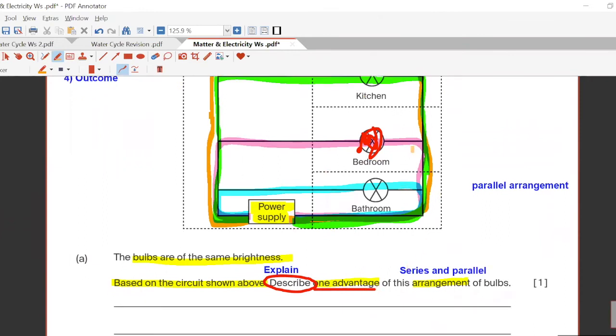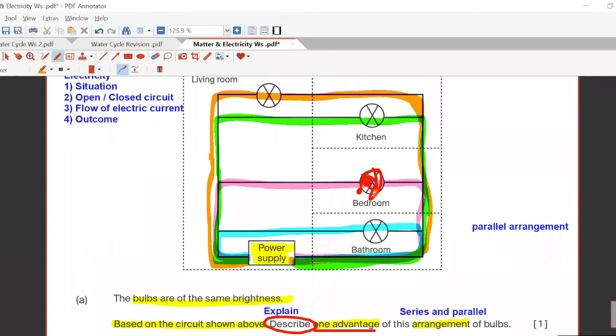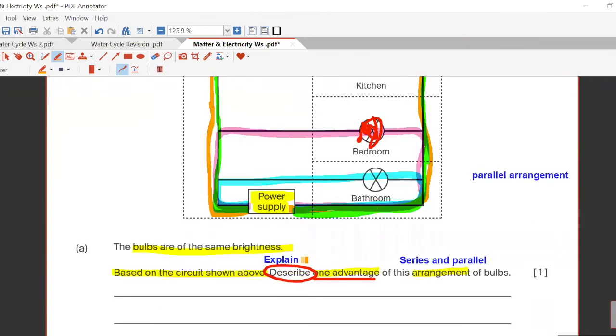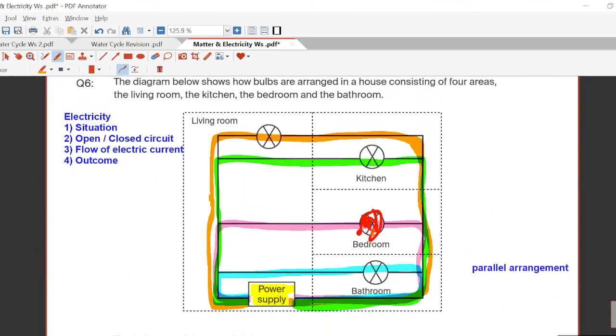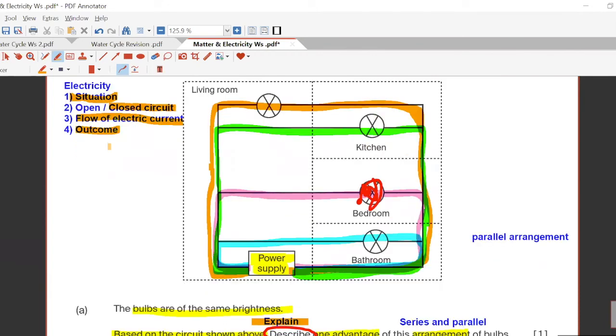So the advantage is that you will write down, when one bulb fuses, the other bulbs still can work. But that is not the entire answer. Why? Because you haven't explained. Explain is what you do using the 4 steps. So you must tell me the situation is when one bulb fuses, it will still be a closed circuit with the other bulbs, allowing electric current to flow through the other bulbs. The outcome is the other bulbs can still remain lighted up. So I'm using the 4 steps, describing one by one. I'll show you the answer later.